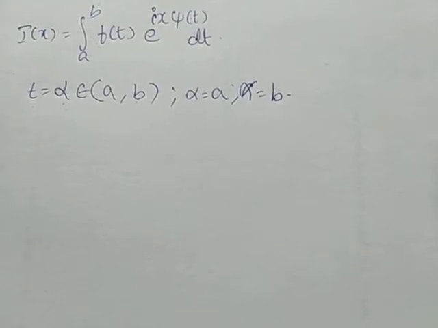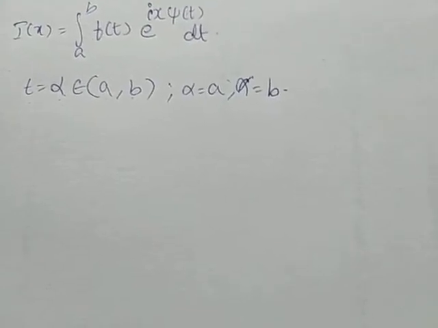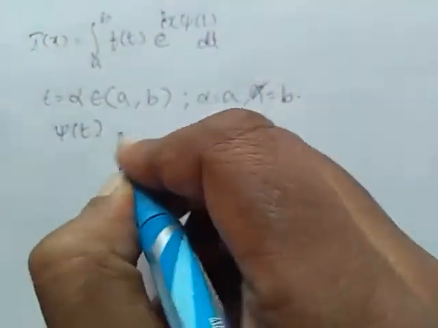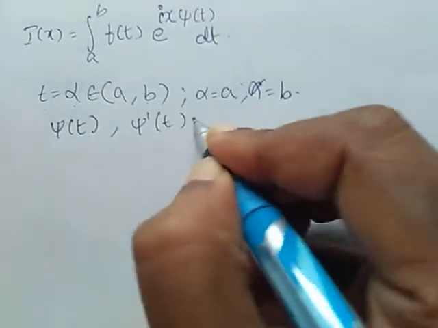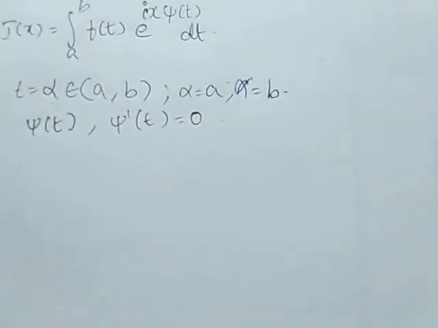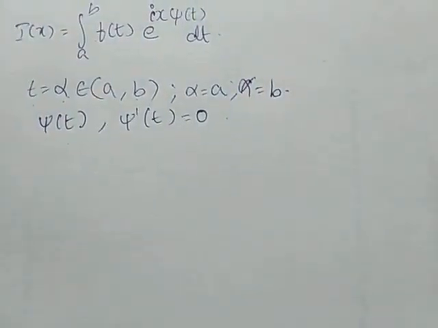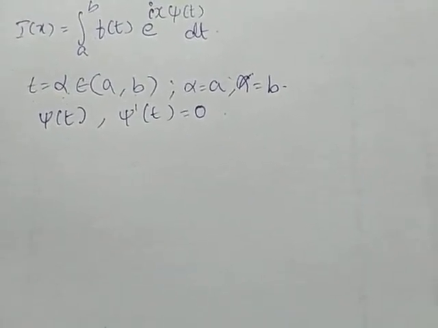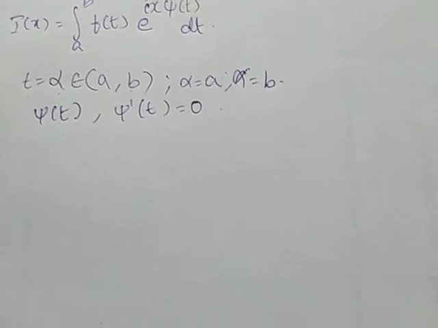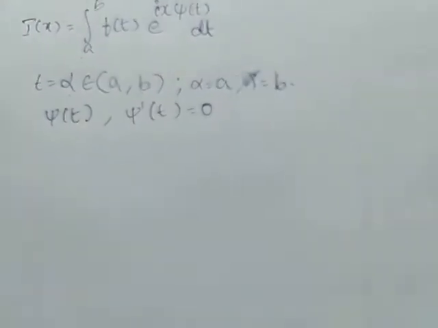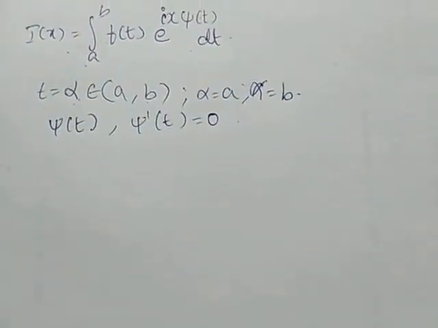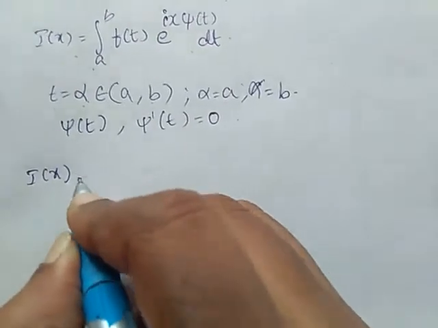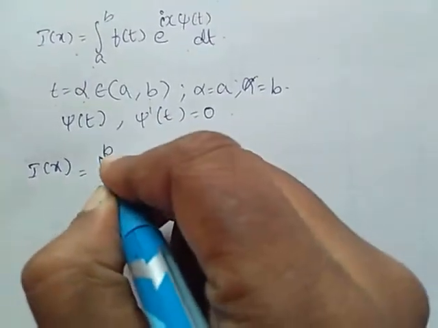So t equal to alpha is a stationary point of xi of t, and xi dash of t is equal to 0. Now we are considering the first case, where alpha belongs to a comma b. So what is our integral? This is our integral. We are going to use integration by parts as usual, as we solved in the Laplace method. The same procedure we are going to consider here also.